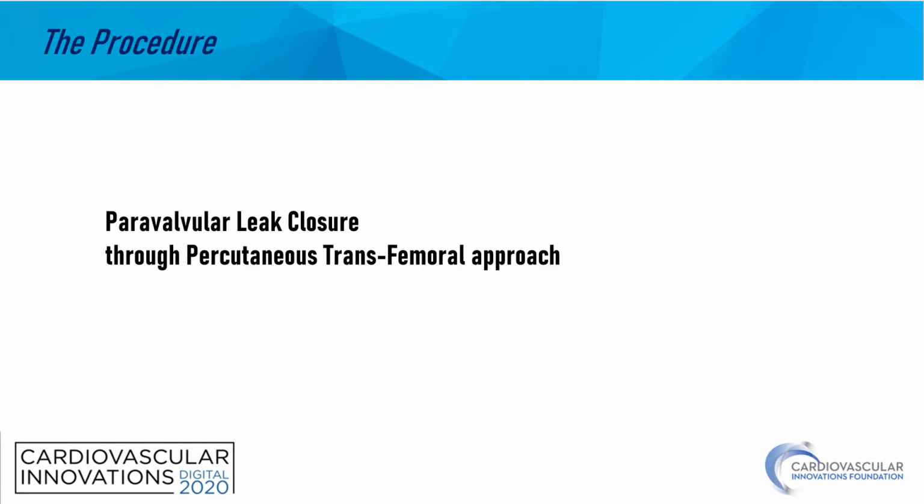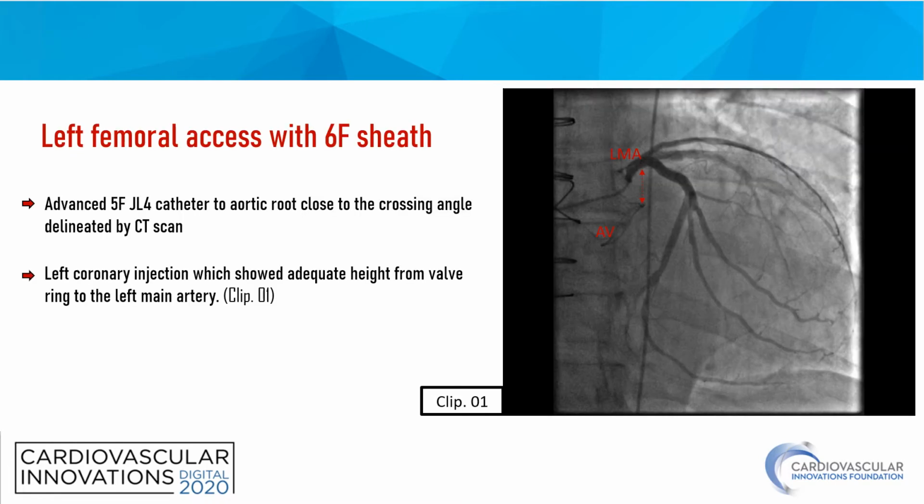Finally, on the day of the procedure, paravalvular leak closure through a percutaneous transfemoral approach was planned. Bilateral femoral artery access was obtained with the help of ultrasound guidance. Through left femoral access with a 6 French sheath, we advanced a 5 French JL4 catheter to the aortic root close to the crossing angle as delineated by CT scan. Further, left coronary injection revealed adequate height from the valve ring to the left main artery, as seen in the angiographic clip here.